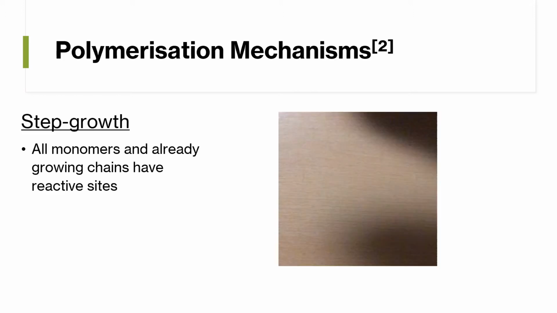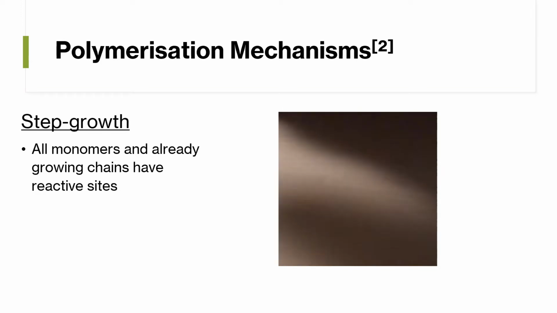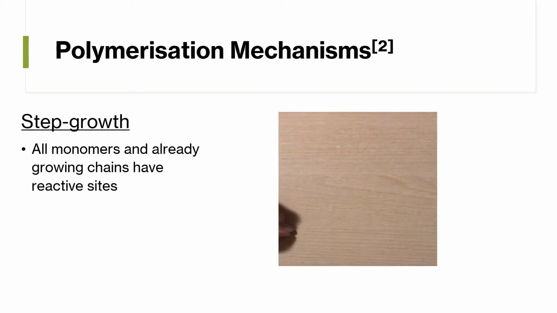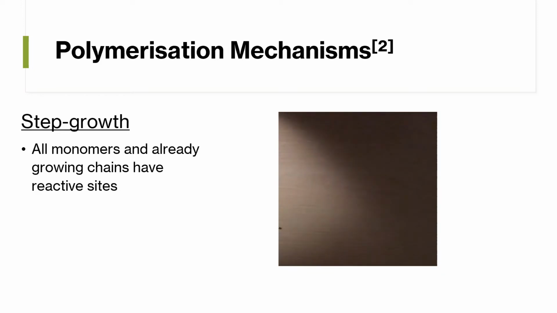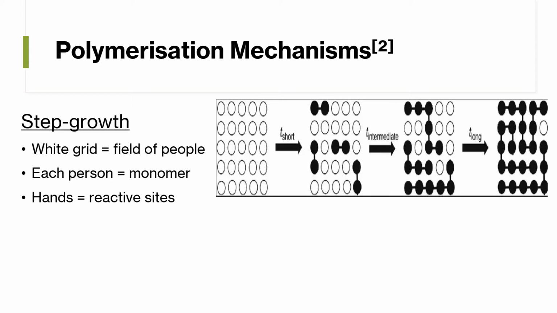In step growth polymerization, all monomers and already grown chains have reactive sites. In this video here, we can see that the golden beads, where one bead is a monomer, can join together at either end to form dimers, then join another one to form a trimer, and so on. These trimers can then add on to already grown chains, such as other dimers and trimers, to form a longer chain polymer. Here is another way to look at it.